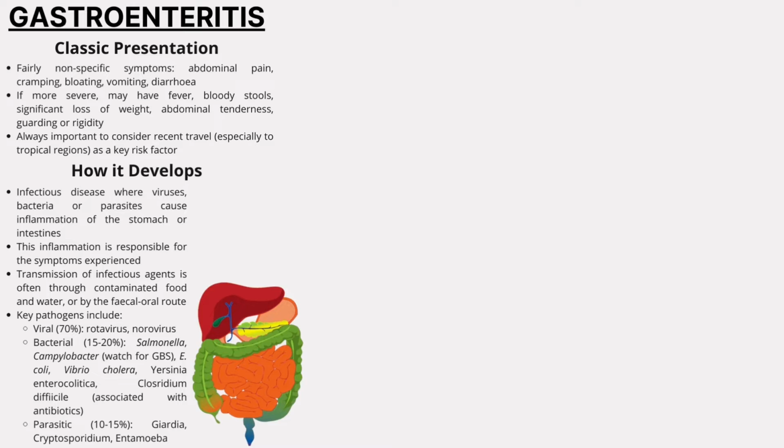Key pathogens include viruses like rotavirus and norovirus, which are overall responsible for around 70% of all gastroenteritis. Also, bacteria like Salmonella, Campylobacter, which is associated with subsequent Guillain-Barré syndrome, E. coli, Vibrio cholera, Yersinia, and Clostridium difficile, which is associated with antibiotic overuse. And overall, bacterial causes are responsible for 15 to 20% of all gastroenteritis. There are also parasites like Giardia, Cryptosporidium, and Entamoeba, which are responsible together for about 10 to 15% of all gastroenteritis. Note that I've italicized the pathogens that are commonly associated with travel.